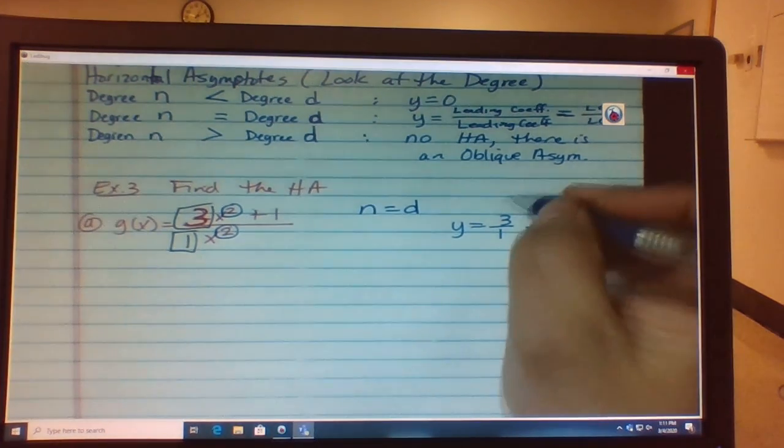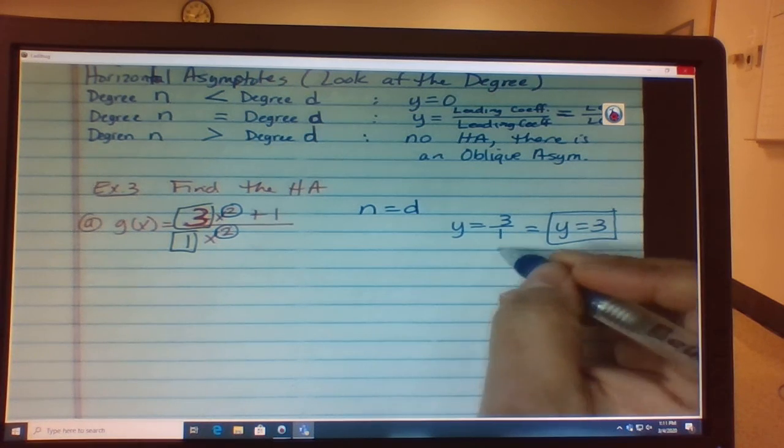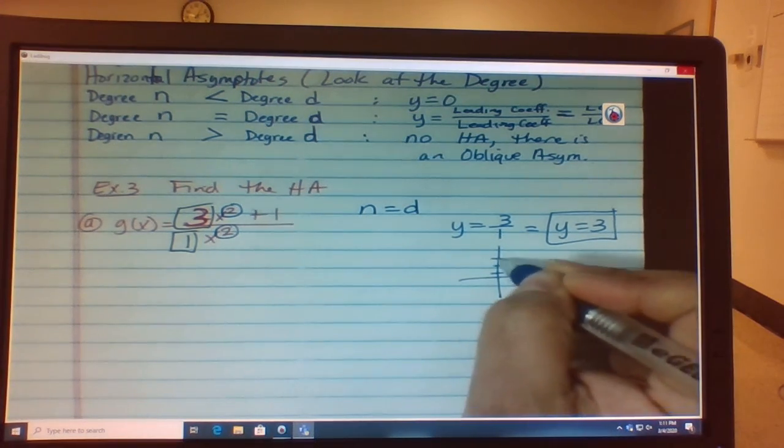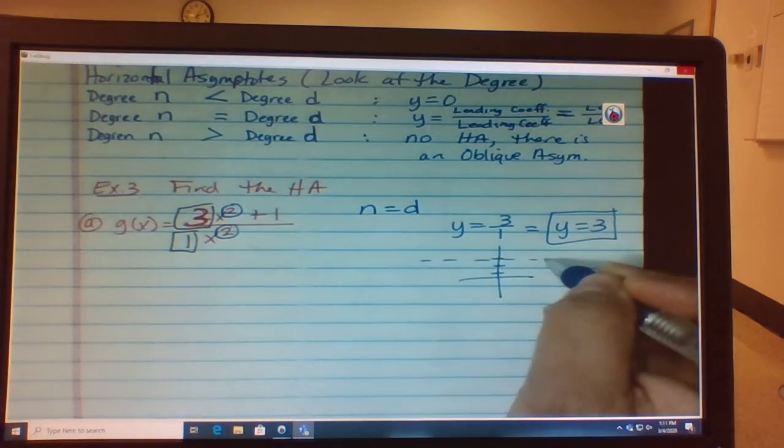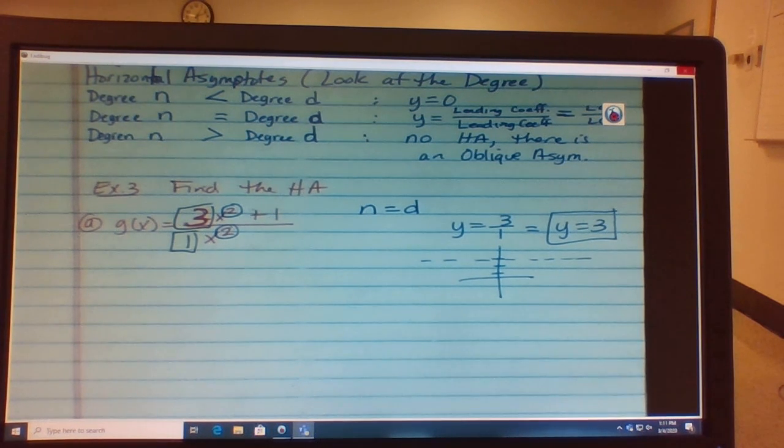So if you would be graphing this at 1, 2, 3, there would be a dotted line right there. And that gives you more restrictions for your graph, if that were the case.